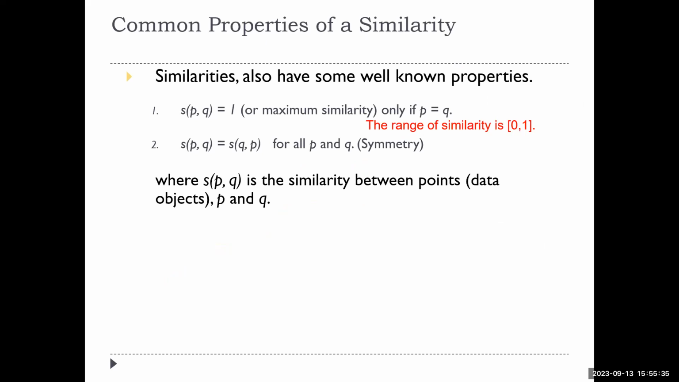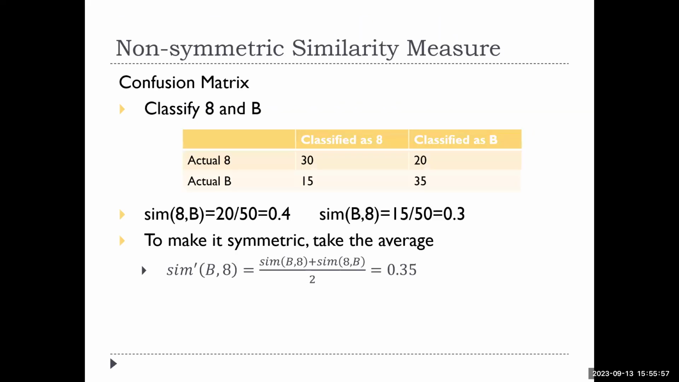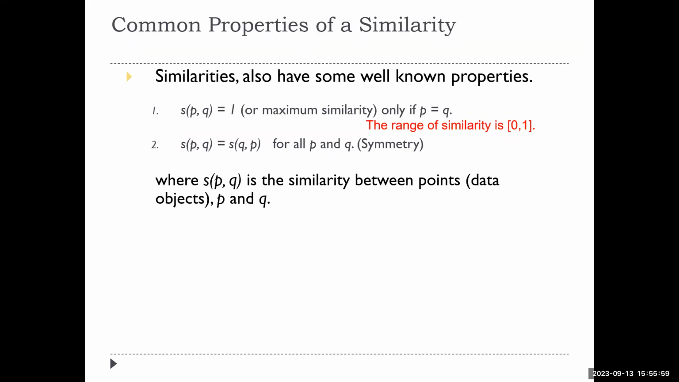Similarities, I already went over this. If the objects are exactly the same, the similarity is 1. Typically the range of similarity is 0 to 1. Typically for similarities, we also expect symmetry. The similarity between P and Q is the same as the similarity of Q and P, typically.